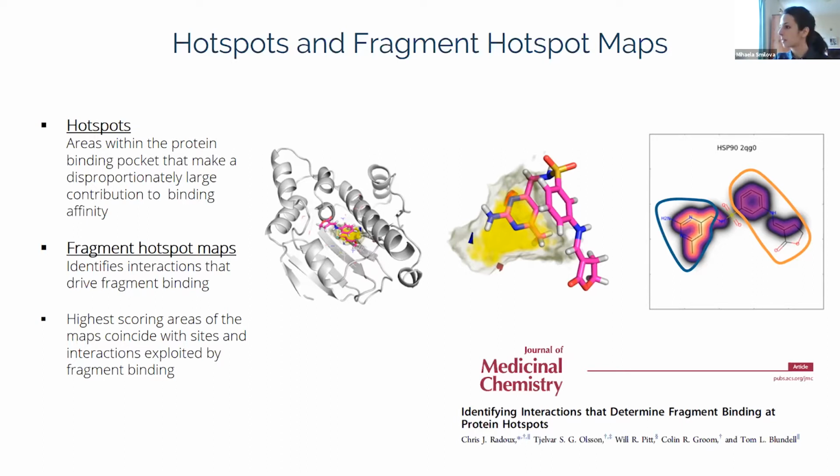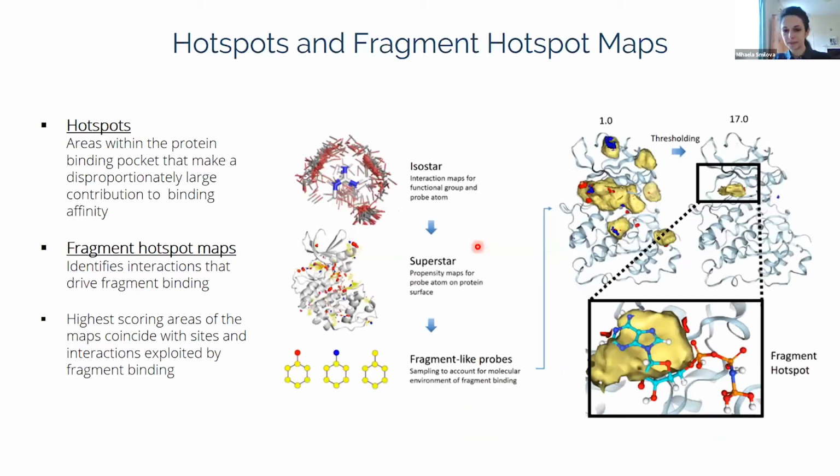And the computational method I work with is called Fragment Hotspot Mapping, and it was first developed by Chris Radoux while he was a PhD student at the CCDC. And it was developed specifically with the goal of identifying these key areas and interactions, and it encodes the information as binding site maps for apolar, hydrogen bond donor and hydrogen bond acceptor interactions, with the highest areas of the maps coinciding with the interactions that drive fragment binding into the hotspot.